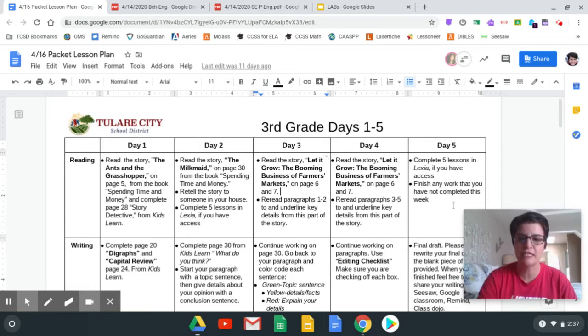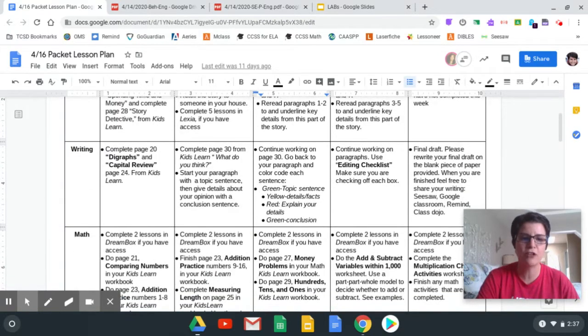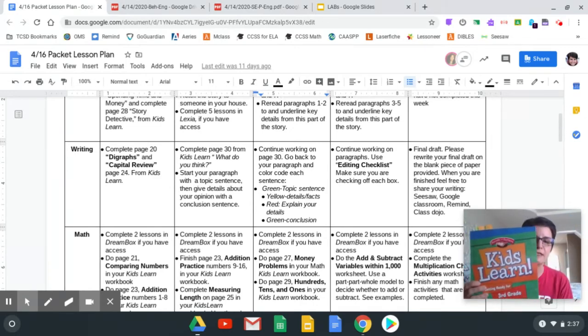I'm not going to talk about day 5, although you will see here, we've usually left day 5 as a catch-up day. We usually don't put new things in day 5. Let's move down and look at writing. In writing, on the first day, you're going to have a couple pages to do in your Kids Learn workbook. It's going to be some easy review.